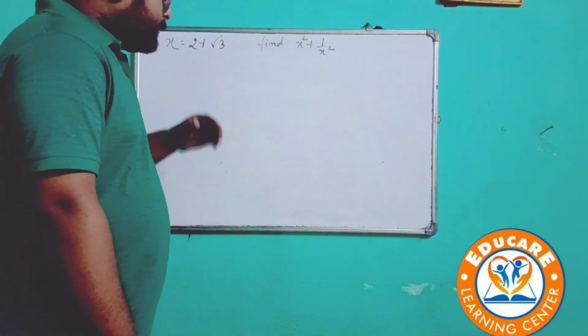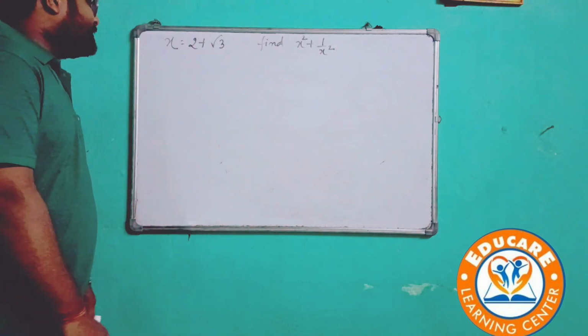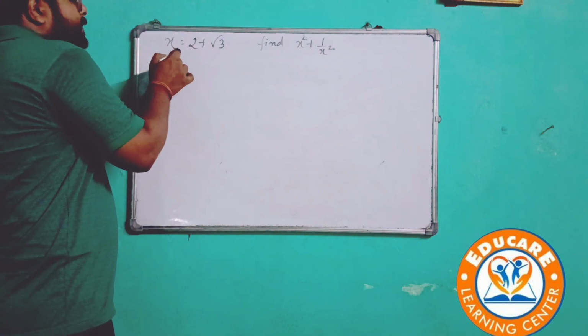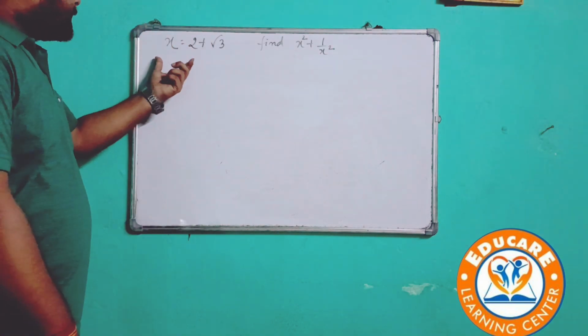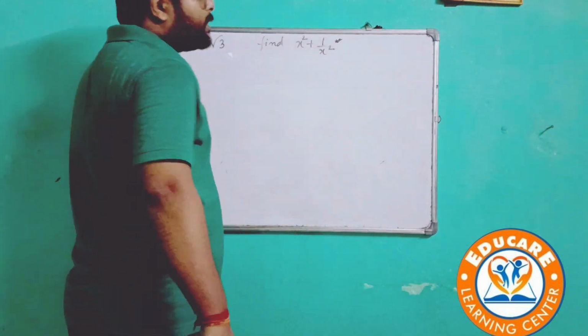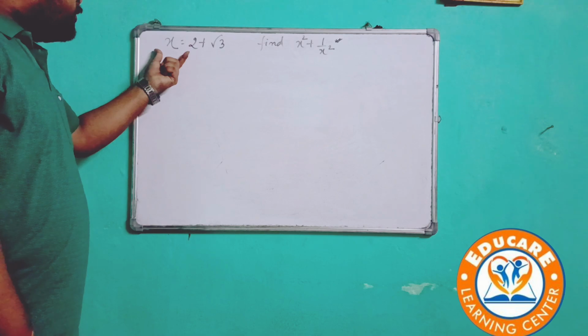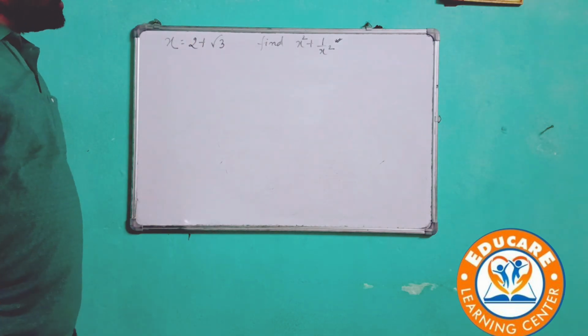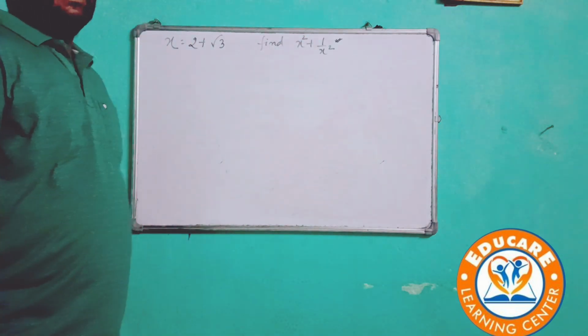Today we have come across a very interesting question which says x is equal to 2 plus root 3. You need to find x square plus 1 by x square. The value of x is given as 2 plus root 3.